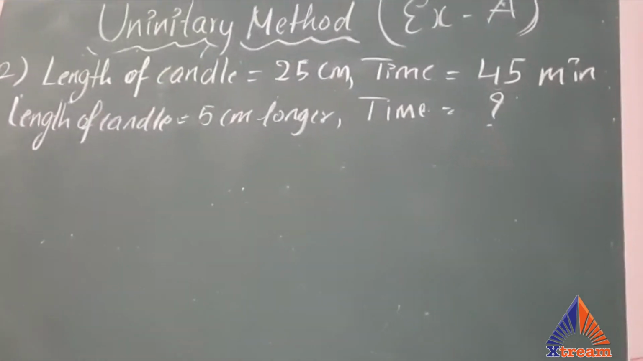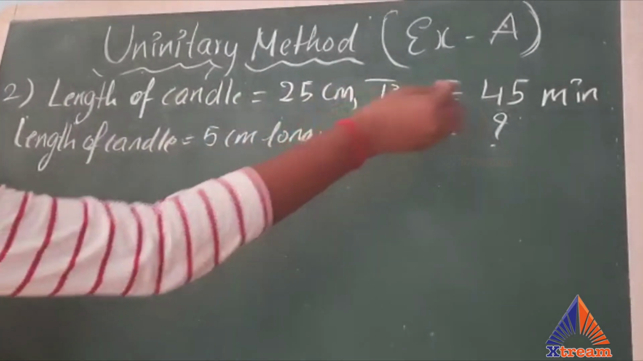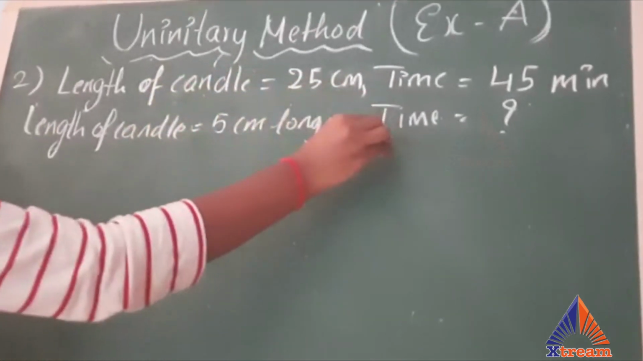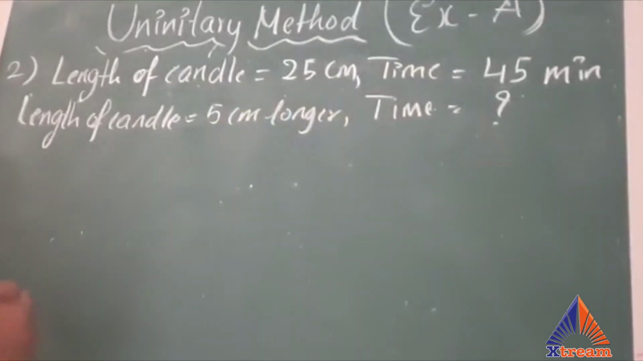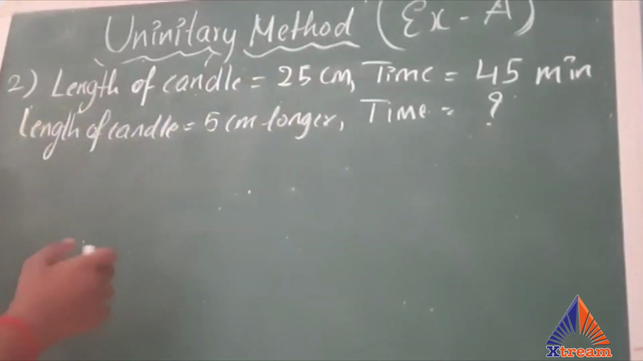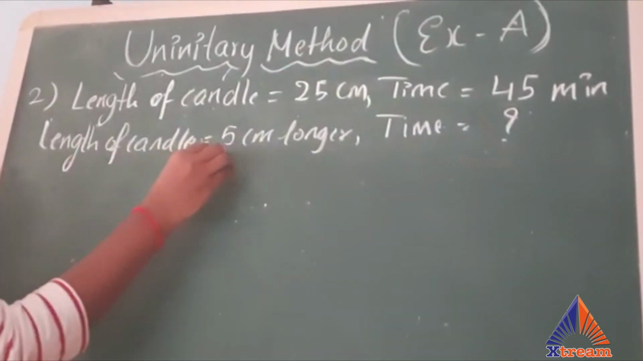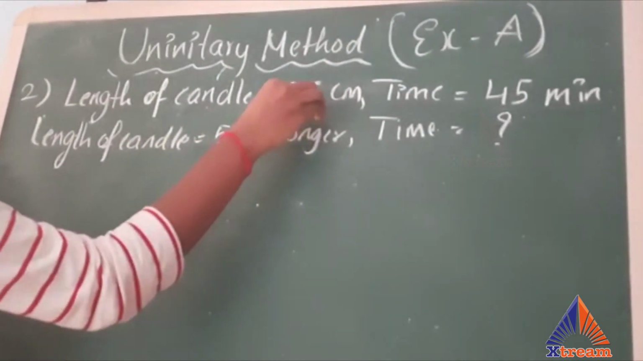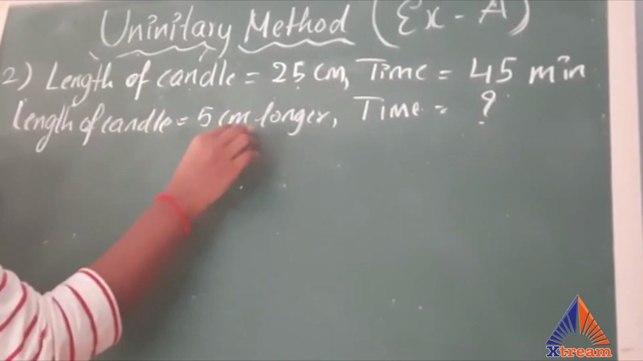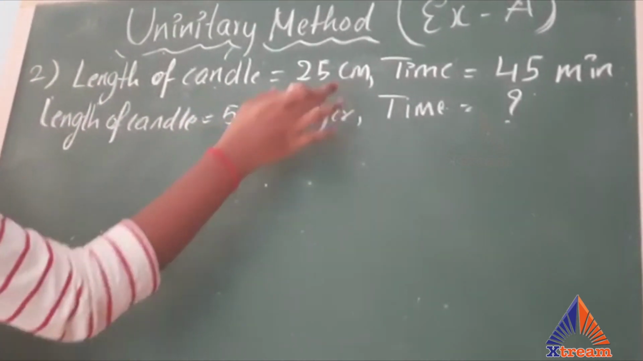Now let's solve another question. The question is, length of candle is 25 centimeters and the time is 45 minutes, and length of candle is 5 centimeters longer than the previous one and the time is question mark. That means we need to find the time here. A candle with 25 centimeters of length will burn up to 45 minutes. If a candle is 5 centimeters longer than 25 centimeters, how much time will it take to burn? Here they have not mentioned the length of the candle, but just that it is 5 centimeters longer than the previous one.